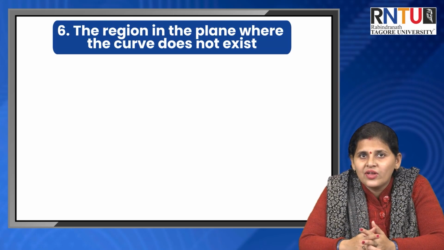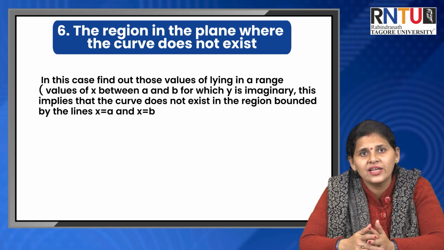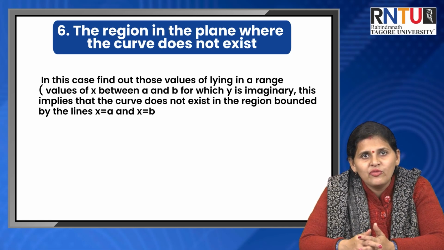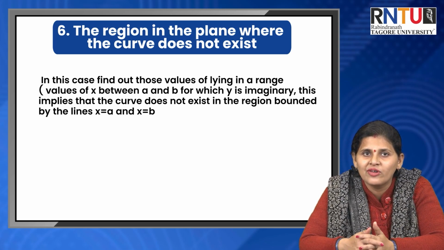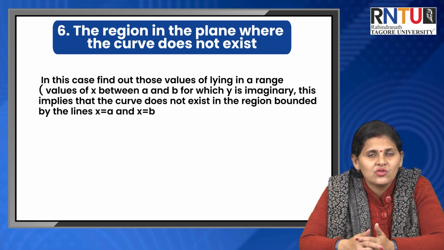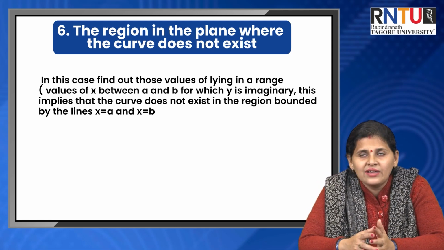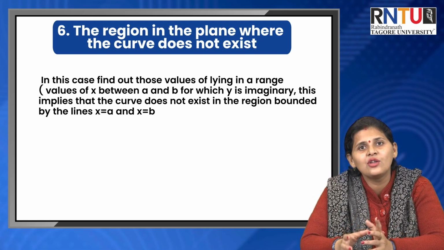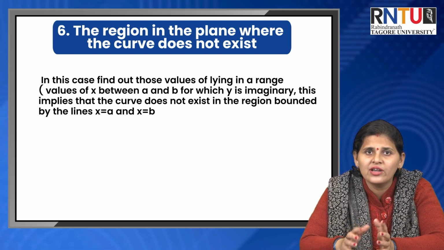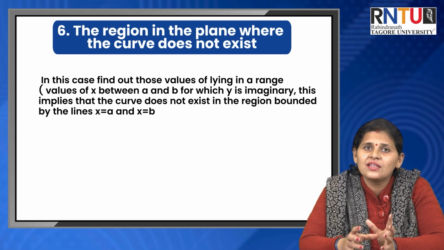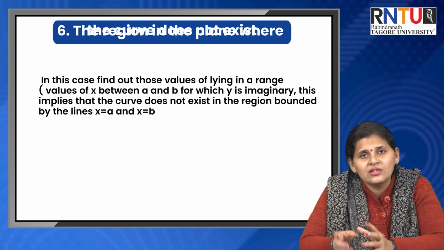The region in the plane where the curve does not exist. In this case, find those values of x lying in a range between a and b for which y is imaginary. This implies that the curve does not exist in the region bounded by the lines x equals a and x equals b. Where y is imaginary for those values of x, the curve does not exist in that region.